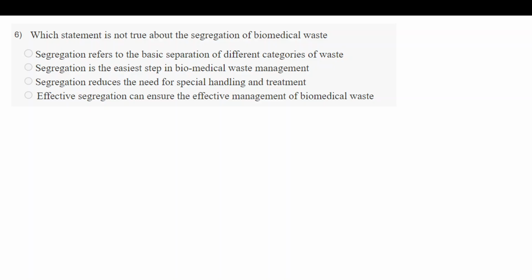Which statement is not true about the segregation of biomedical waste? Segregation refers to the basic separation of different categories of waste. So this is a correct statement. Segregation is the easiest step. Segregation reduces the need of special handling and treatment. And effective segregation can ensure the effective management of biomedical waste. So the one which is not correct is the easiest step. It is not one of the easiest steps.